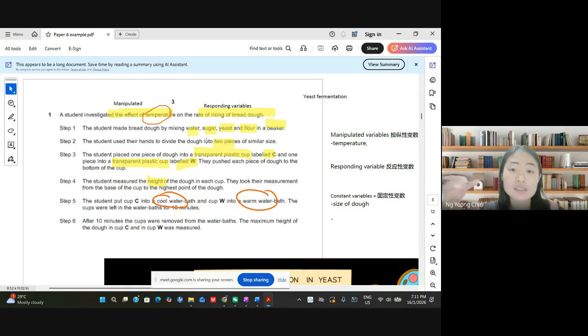So these are the steps. First they mix the ingredients together, which are water, sugar, yeast, and flour, and then the student uses their hands to divide the dough into two pieces of similar size. You can imagine the process. Now you have two pieces of dough. One piece is put in a plastic cup labeled C, and the other is put into a transparent plastic cup labeled W. Then they push each piece of dough to the bottom of the cup. The student then measures the height of the dough in each cup, from the base of the cup to the highest point of the dough, like this.